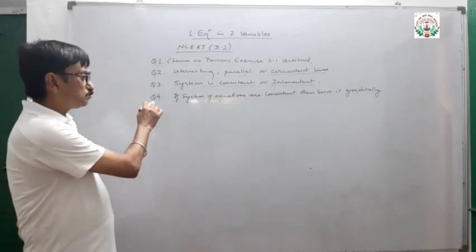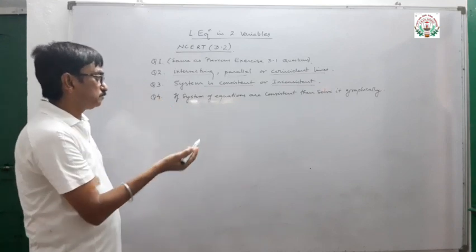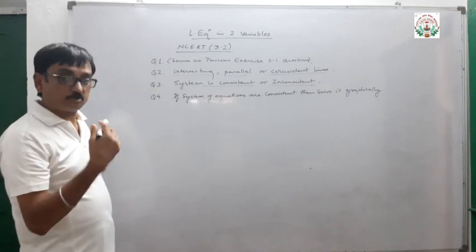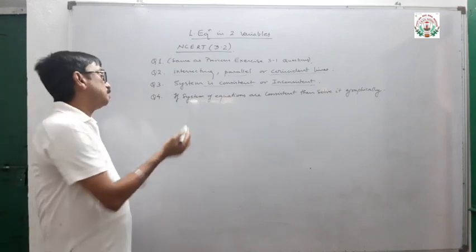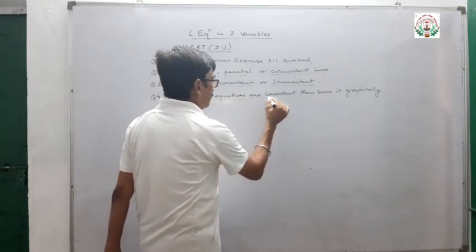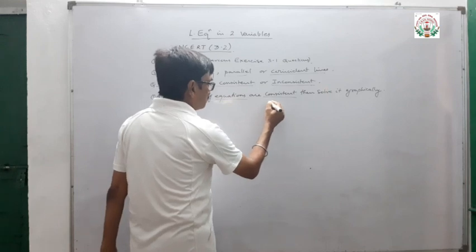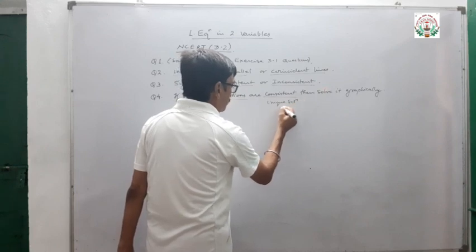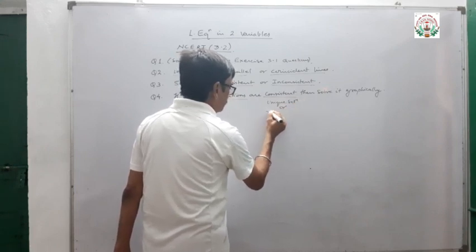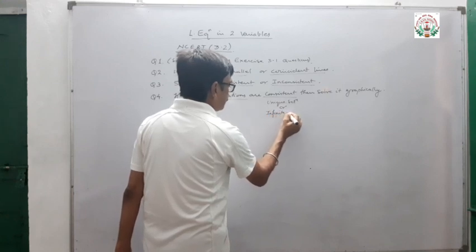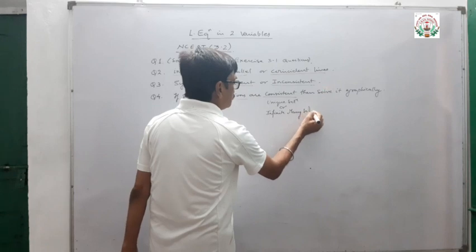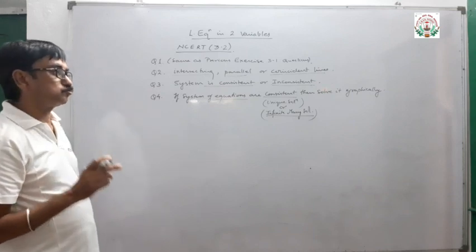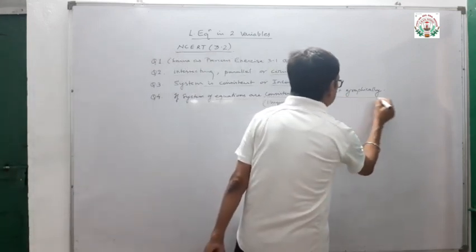Next, question number 4. Here also you have to check whether the systems are consistent or inconsistent, or no solution, or unique solution, or coincident lines. If the system of equations is consistent, that is the first condition for unique solution or infinitely many solutions. If you get the condition for a unique or infinitely many solutions, for that particular question only you have to draw the graph.